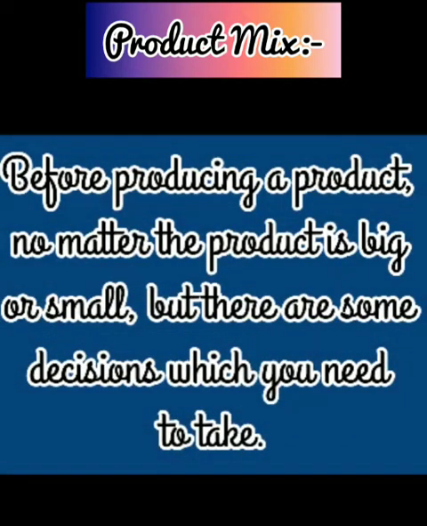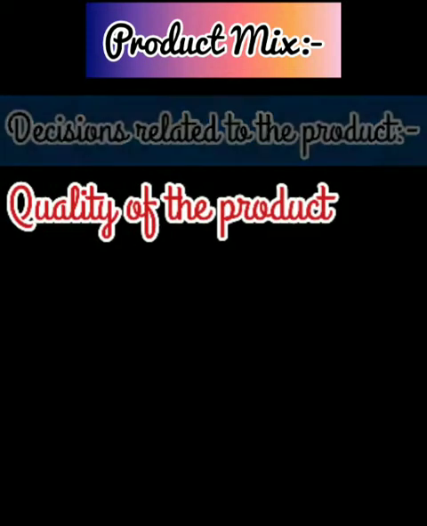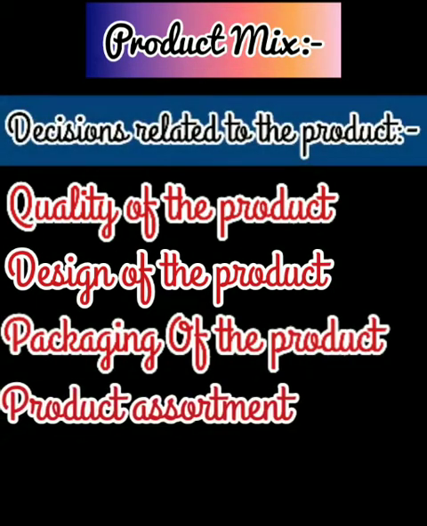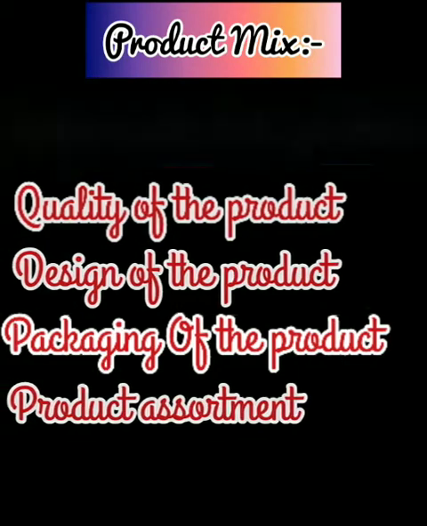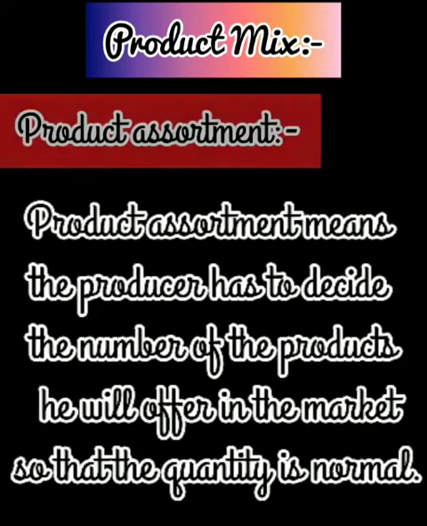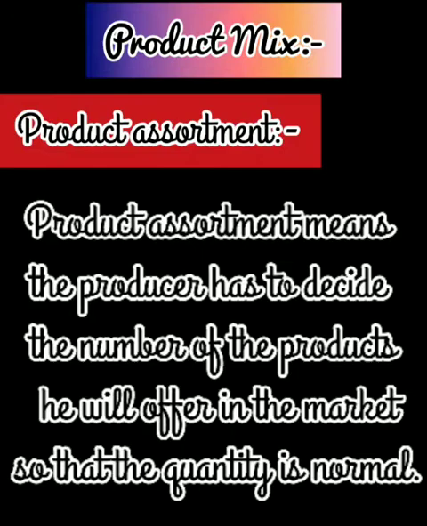Before producing a product, no matter the product is big or small, there are some decisions which you need to take. Out of all, the first decision will be the quality of the product, next will be the design of the product, then the packaging of the product, then product assortment, etc. Now, what is a product assortment? It means the producer has to decide the number of products he will offer in the market, so the quantity is normal, not high or not low.